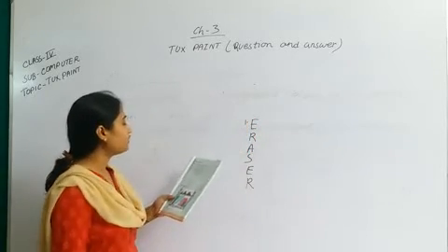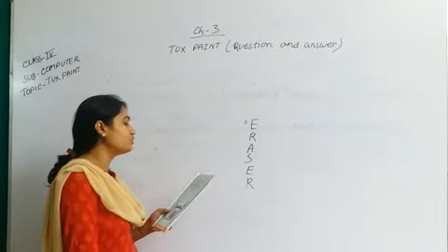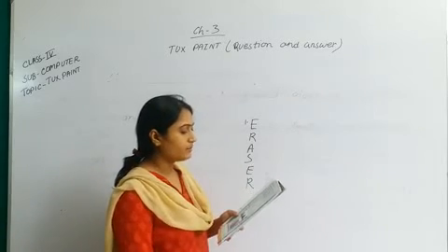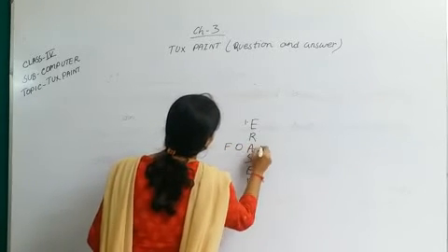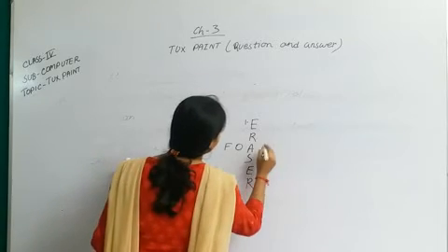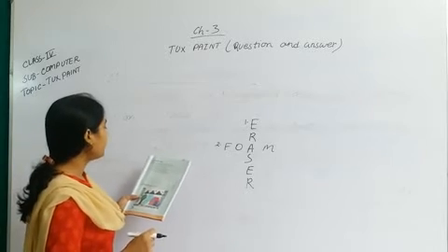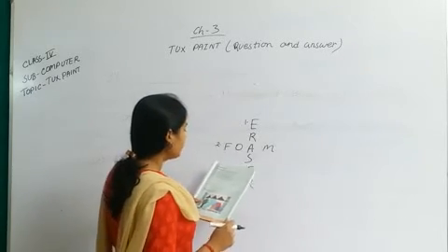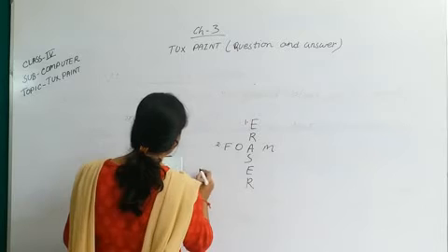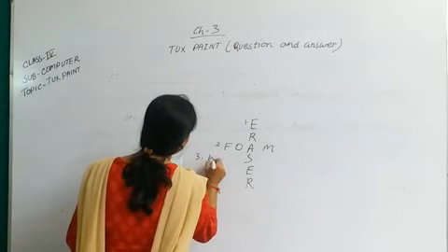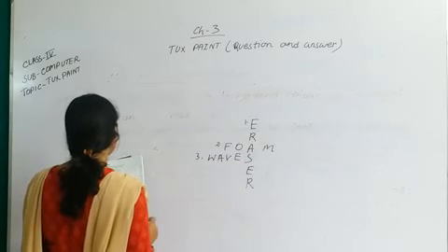Next, number 2. I am used to form foam in the drawing. Number 2, it will be foam effect, F-O-A-M. Next, number 3. I am used to wiggle any picture horizontally. Any picture horizontally we use waves, W-A-V-E-S.